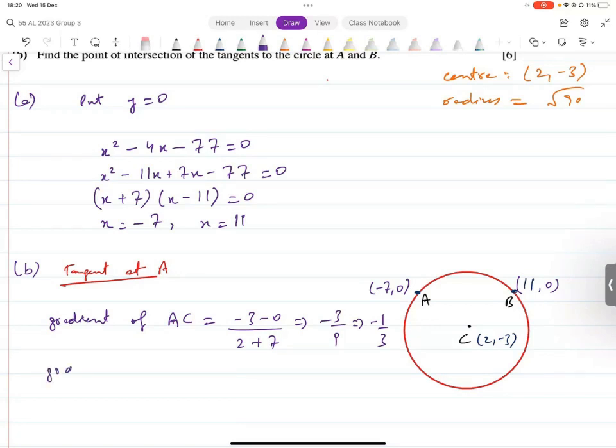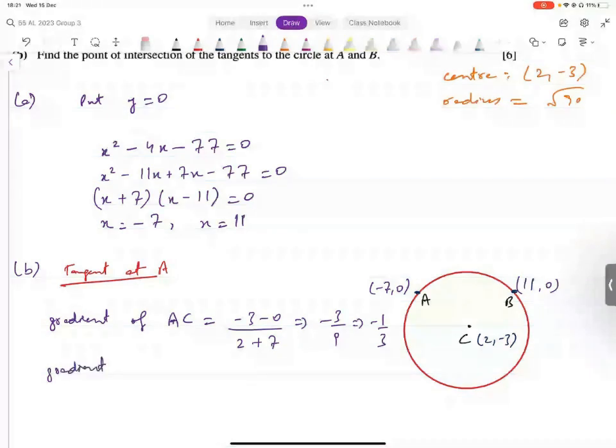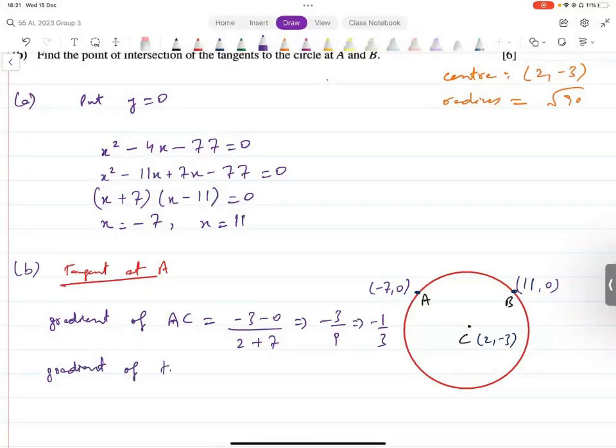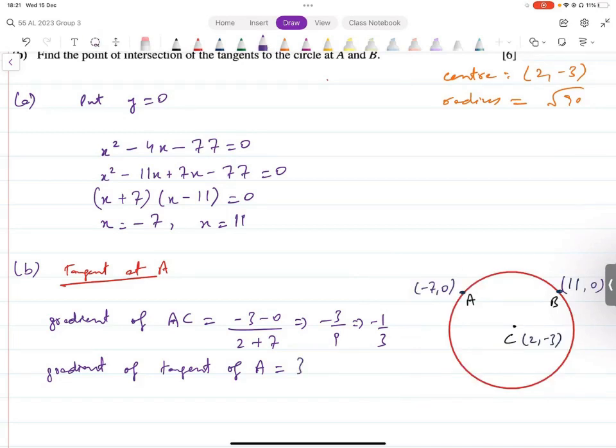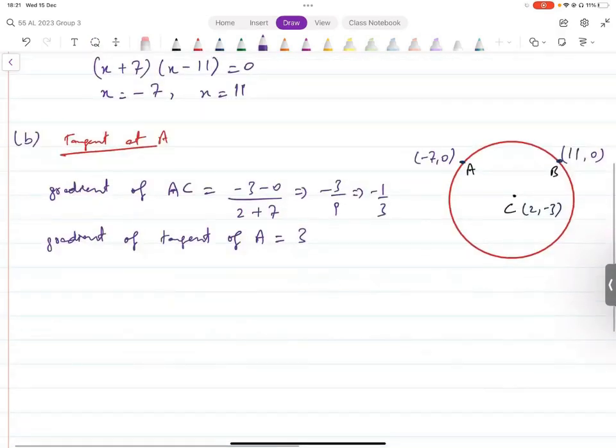What about the gradient of the tangent? Now वो इसका नेगेटिव रेसिप्रोकल है। ग्रेडियंट ऑफ टेंजेंट एट ए, क्योंकि टेंजेंट रेडियस के परपेंडिकुलर होता है, उसका रेडियस क्या हो जाएगा, इसका नेगेटिव रेसिप्रोकल, -1/3 का नेगेटिव रेसिप्रोकल। You can see what that turns out to be, that's 3. So you got the gradient, ग्रेडियंट आपके पास 3 आ गया। ठीक है, ये आपके टेंजेंट का ग्रेडियंट हो गया.